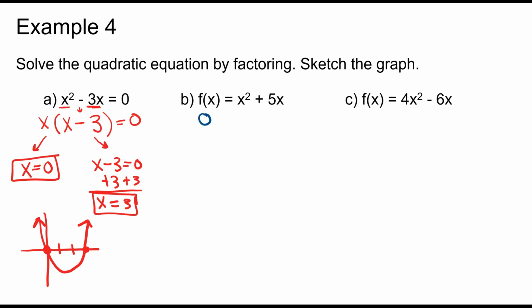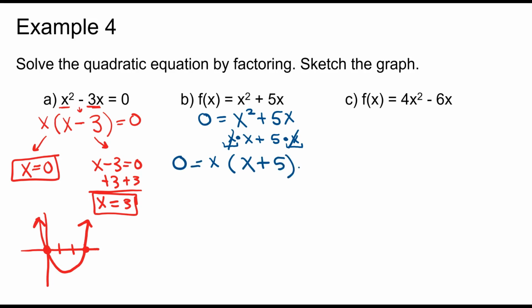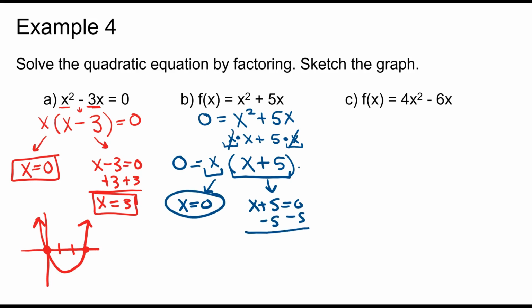We need to set the equation equal to 0. I'm going to show you another way to think about factoring here. So x squared can be rewritten as x times x, plus 5 times x. And they have that x in common. So I'm going to factor out the x, and what remains is the x plus 5. We're going to set that equal to 0, so each factor gets set equal to 0. x equals 0, and x plus 5 equals 0. So that's done. We're going to subtract 5 on both sides. x is equal to negative 5.